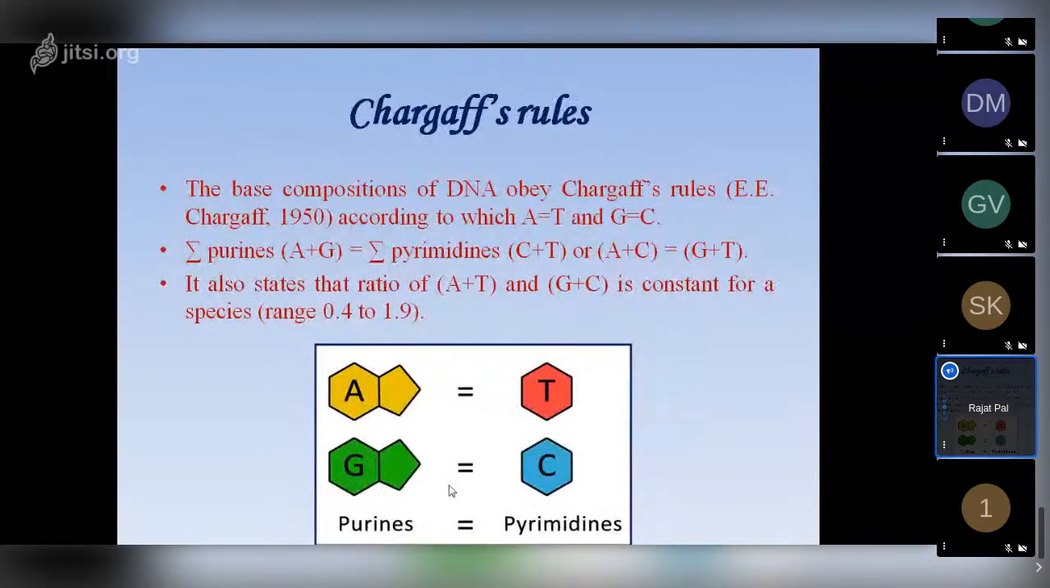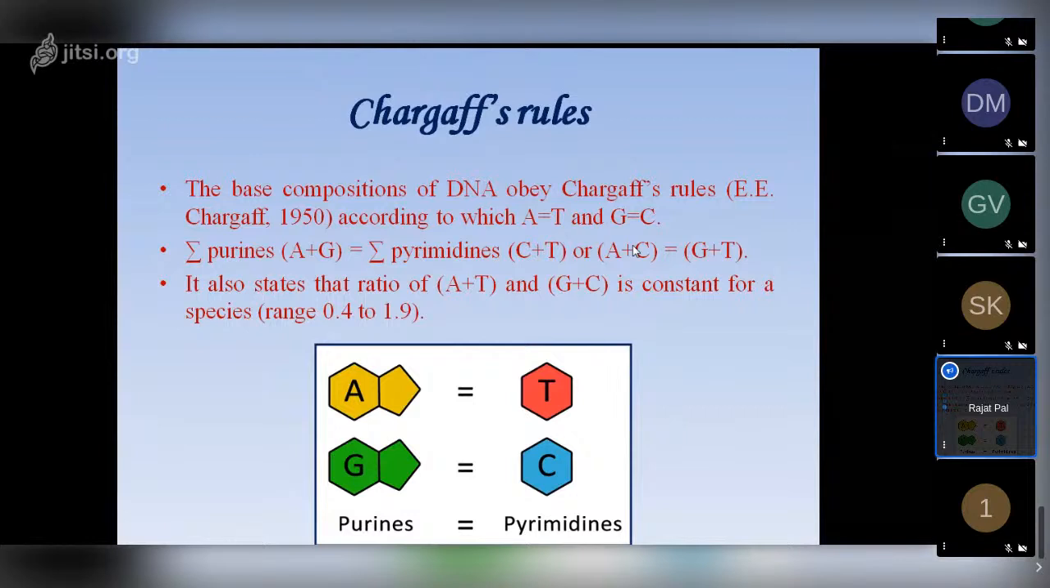What is the Chargaff rule? Chargaff rule is the rule behind this base pairing. As I told you, always A will form with T and G will form with C. Why will A form with T and G form with C?